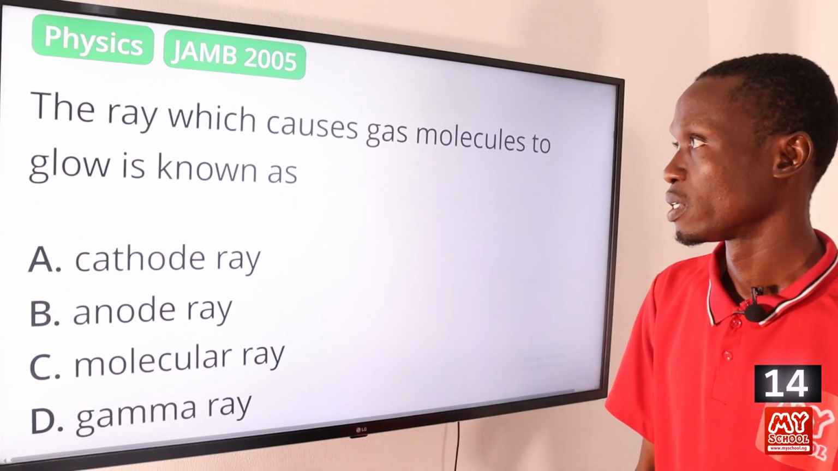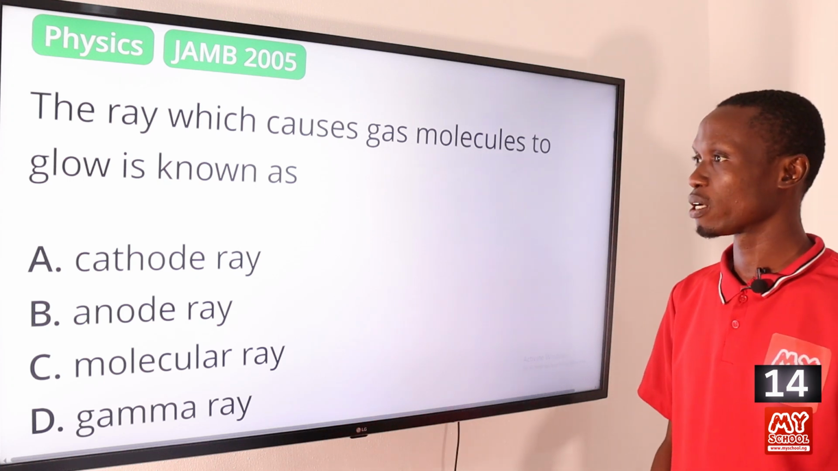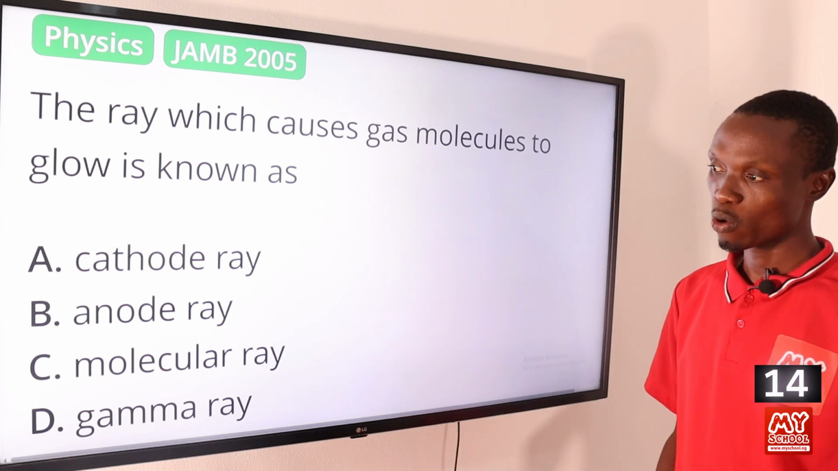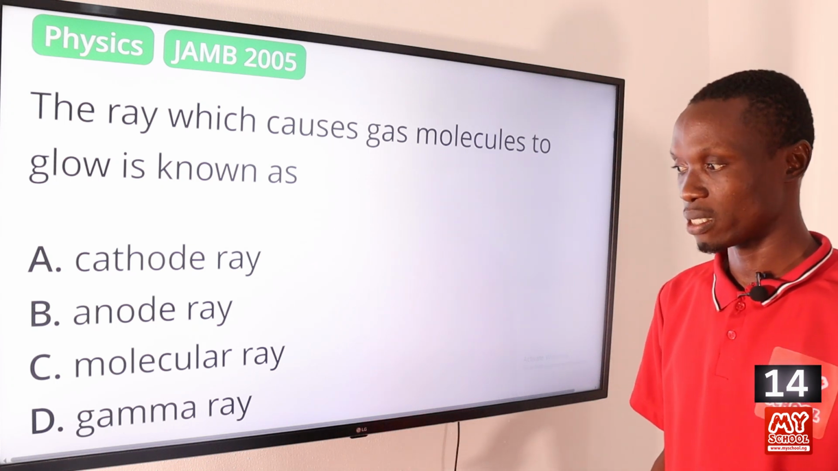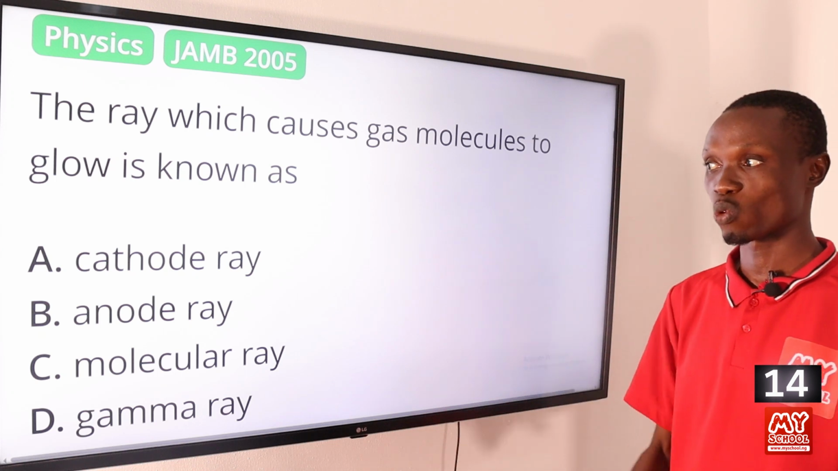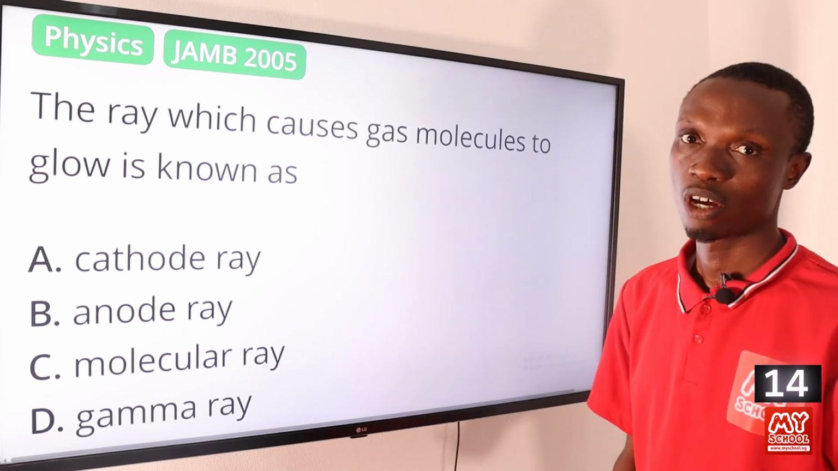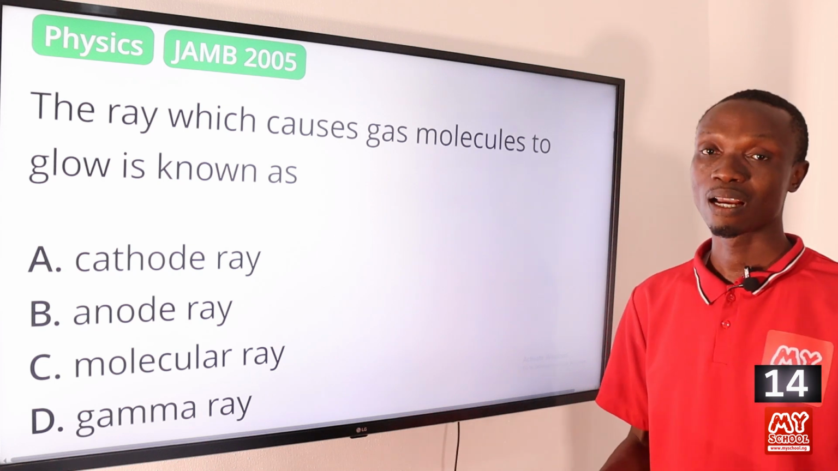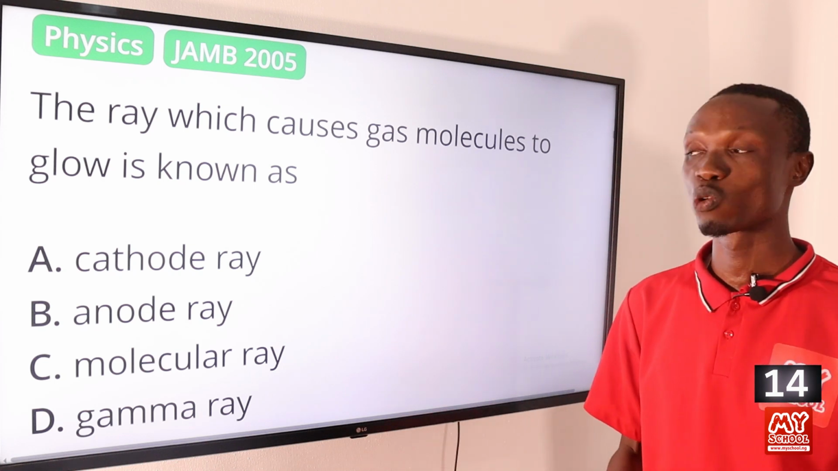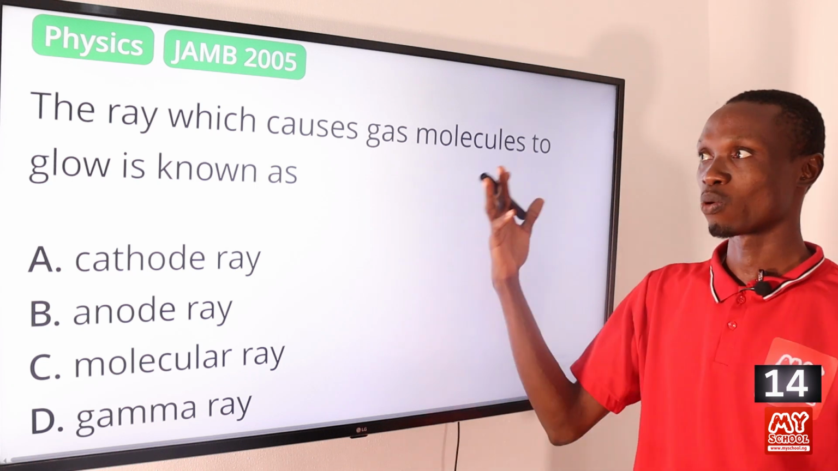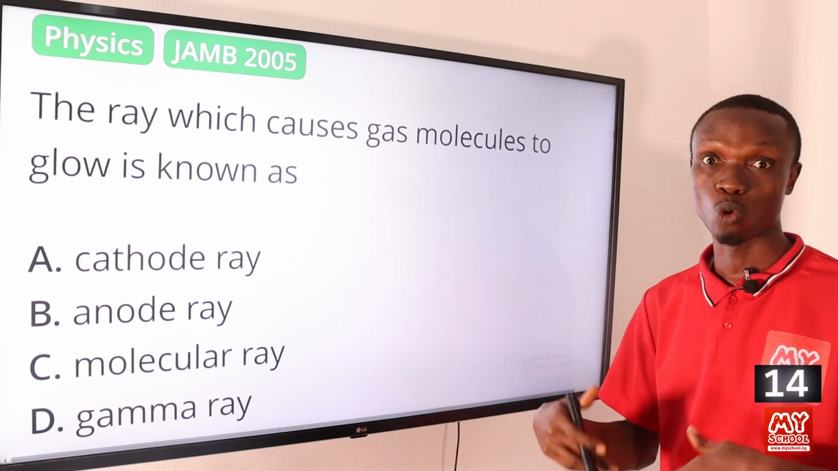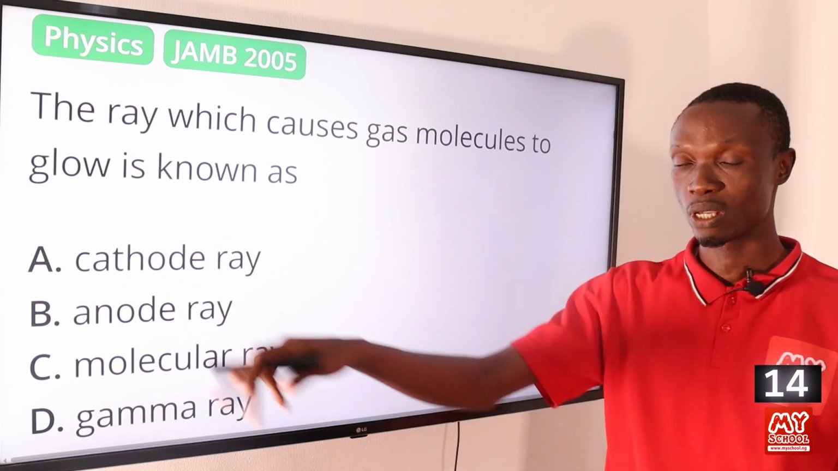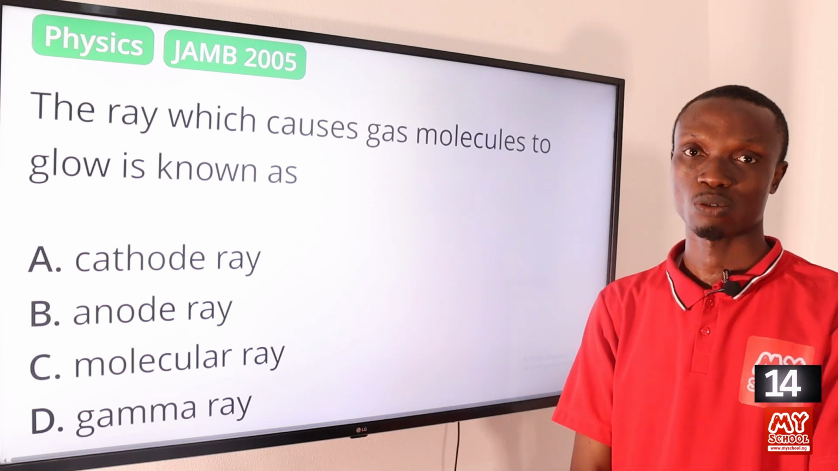Question 14. The ray which causes gas molecules to glow is known as A, cathode ray, B, anode ray, C, molecular ray, and D, gamma ray. So the answer to this question is cathode ray. So cathode rays are streams of electrons that can excite gas molecules, causing them to emit light. So the ray which causes gas molecules to glow or emit light is known as cathode ray. So that makes option A the correct answer to this question.